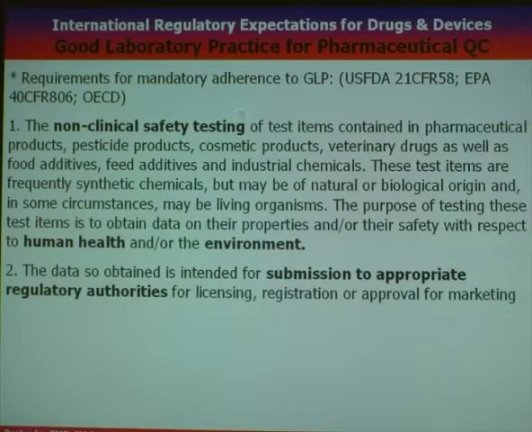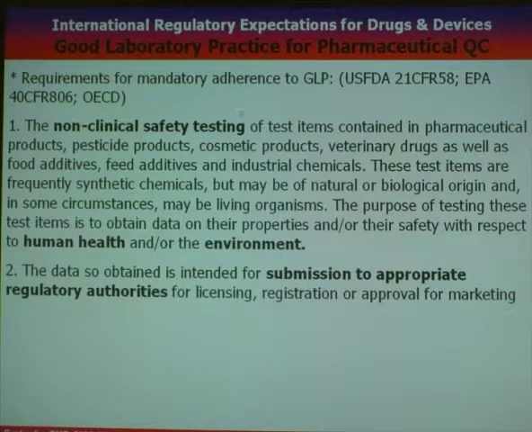To be liable under 21 CFR 58 or the OECD GLP, the nature of work undertaken in a particular laboratory should meet two important conditions, and both of these conditions must be met. Now, what are they? The first condition is the non-clinical safety testing of test items contained in pharmaceutical products, pesticide products, cosmetic products, veterinary drugs, as well as food additives, feed additives, and industrial chemicals.